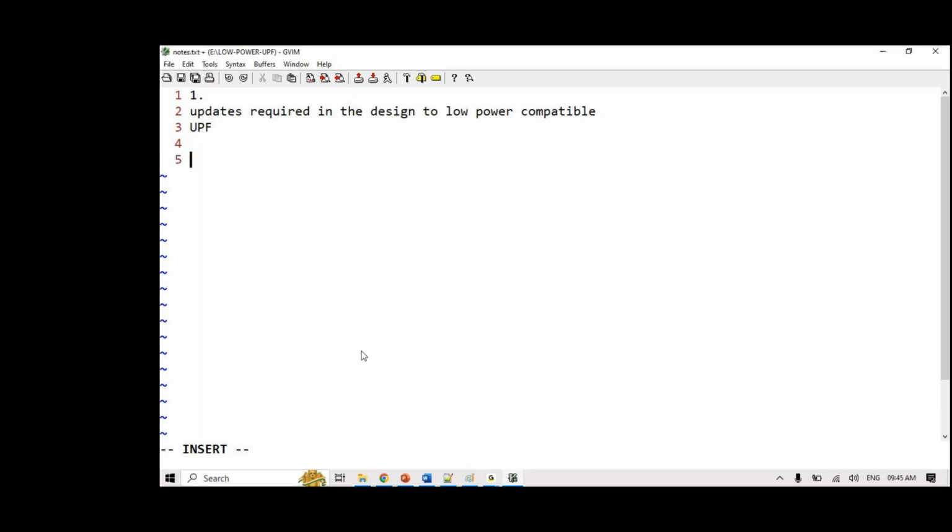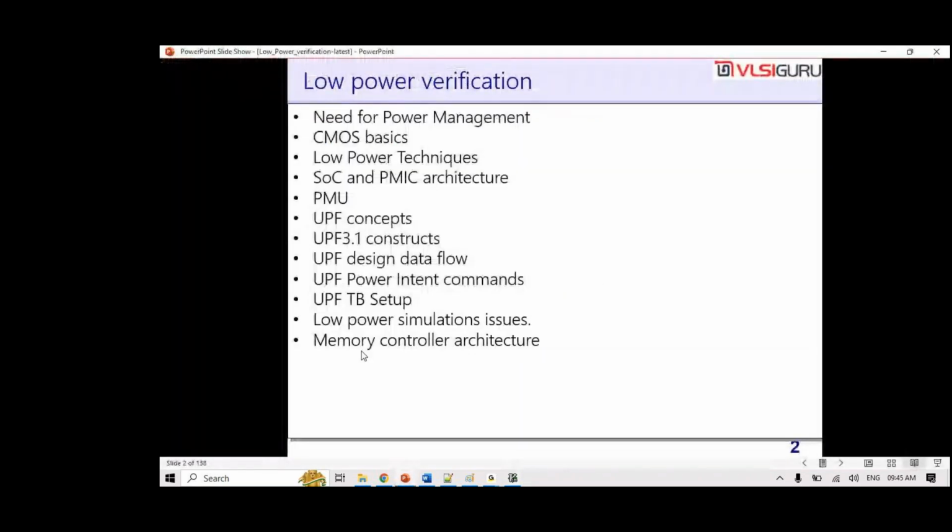Then I'll be giving you one more project which you will have to work on. I'll talk about that. It could be something like a DMA controller or anything, which you will have to work on based on the understanding.